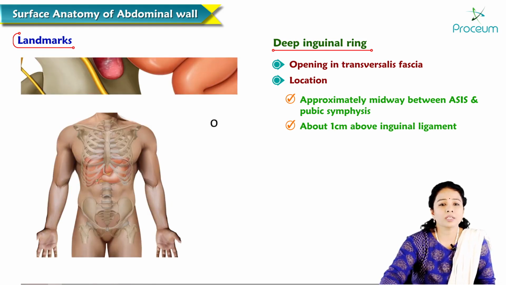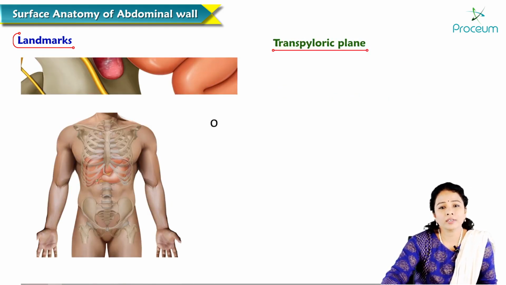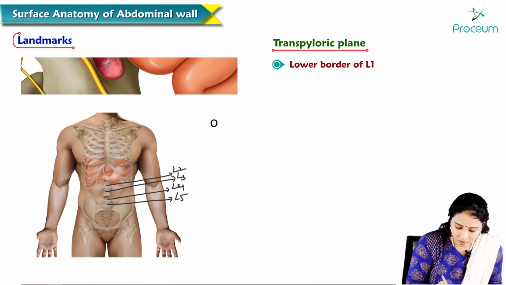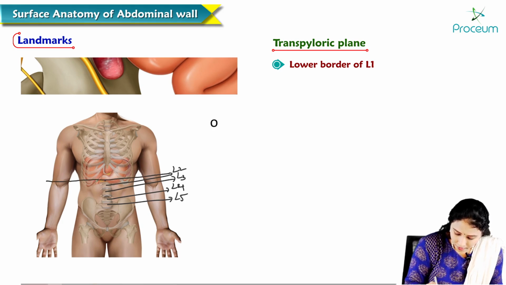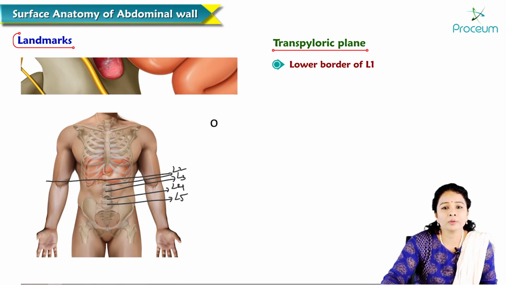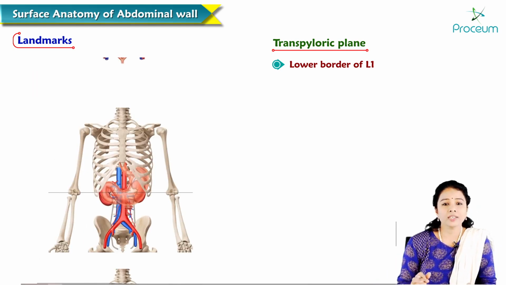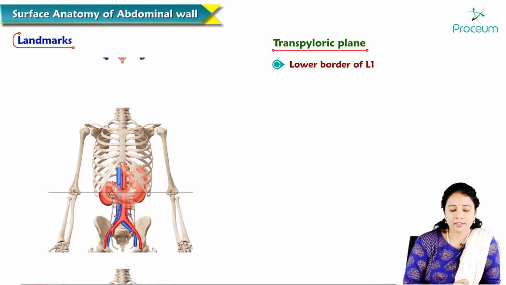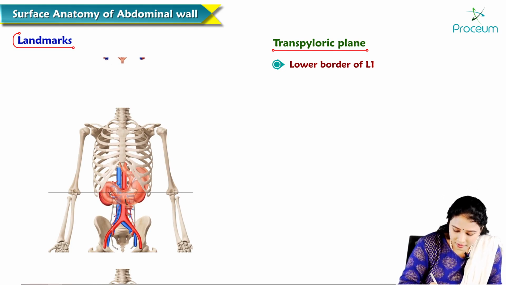So the next surface marking is the transpyloric plane, which is located at the lower border of L1. So this is L5, L4, L3, L2, and here is the L1. So if you draw a horizontal line along L1, that is the lower border of L1, indicates the transpyloric plane or Addison's plane. So we say it as transpyloric plane because the pylorus of the stomach is located at the level of transpyloric plane. So this is the pylorus of stomach.